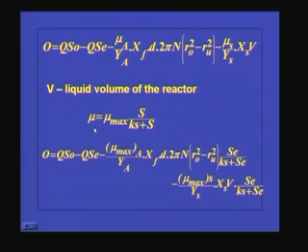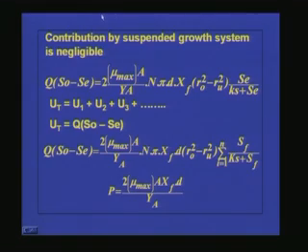And we also know that mu is equal to mu max S by Ks plus S, and S is nothing but Sc. So that is what we have written here: Q into S naught minus Q into Sc into mu max A xf D 2 pi N into R naught squared minus Ru squared into Sc by Ks plus Sc, and the other term we are leaving like that. Here we are neglecting the contribution by the suspended growth system, because we have already seen that in the suspended growth system the time available is very less, so the removal will be very less.